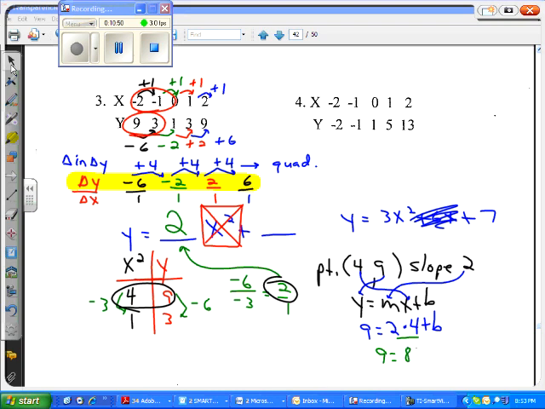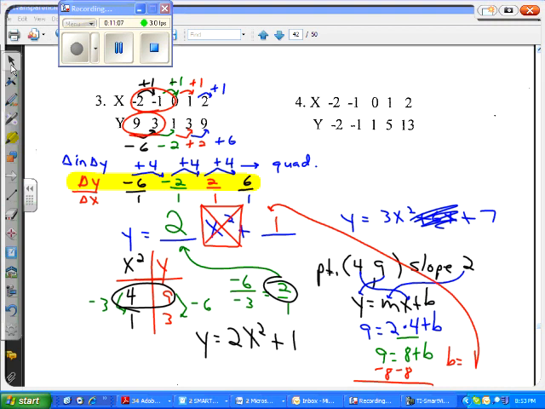Multiply, we get 9 is equal to 8 plus b. Undo addition by subtraction, b is equal to 1. That goes in the b position. So it appears that our answer is y equal to 2x squared plus 1. But we should verify by plugging in some points.